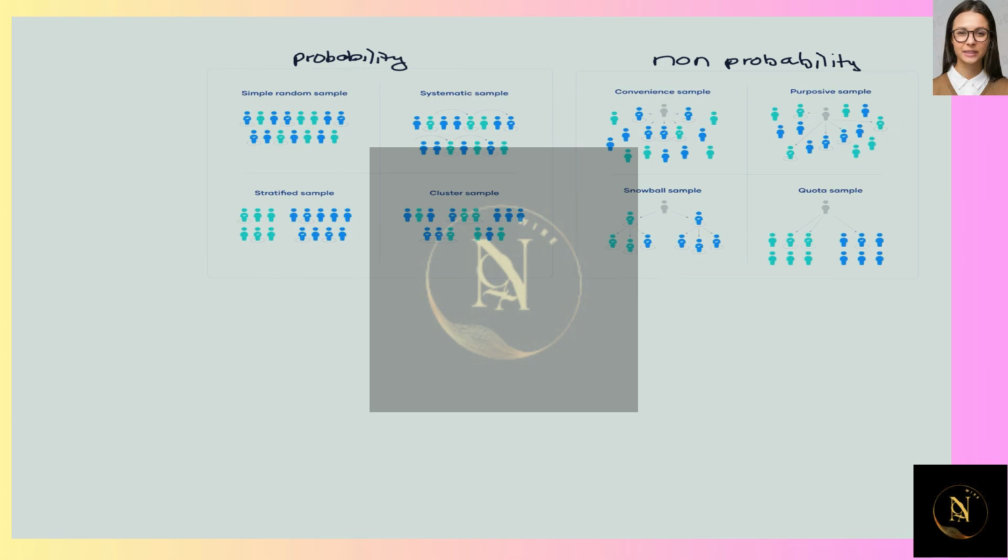Convenience sampling is, so then we have quota and convenience sampling. The population is divided into clusters, and then a random sample of the clusters is selected. Then we have quota sampling, convenience sampling. In this technique, samples are selected based on availability or convenience.